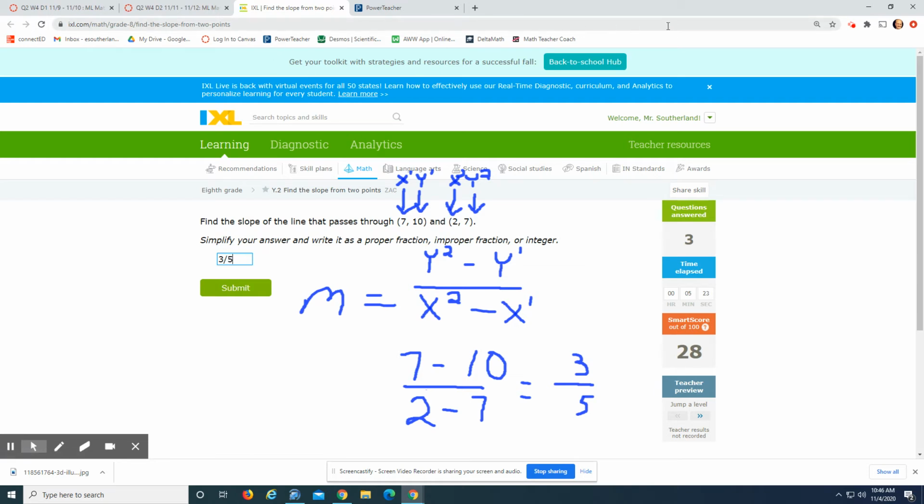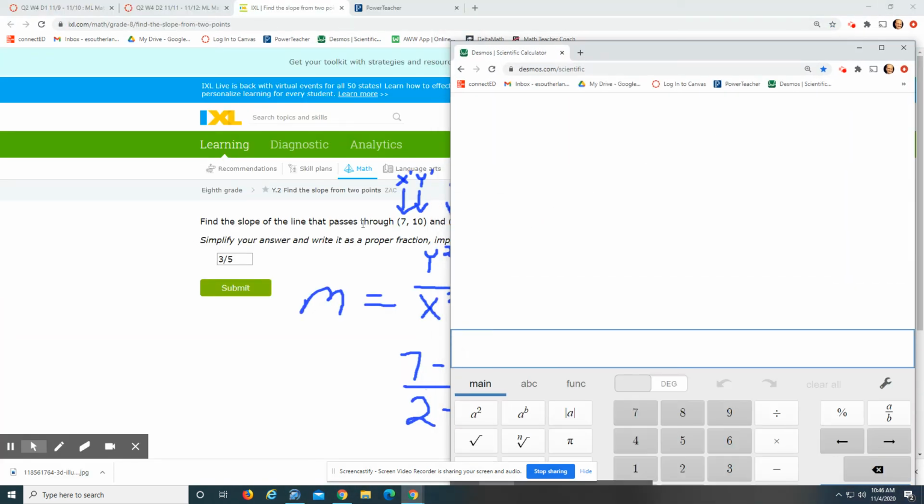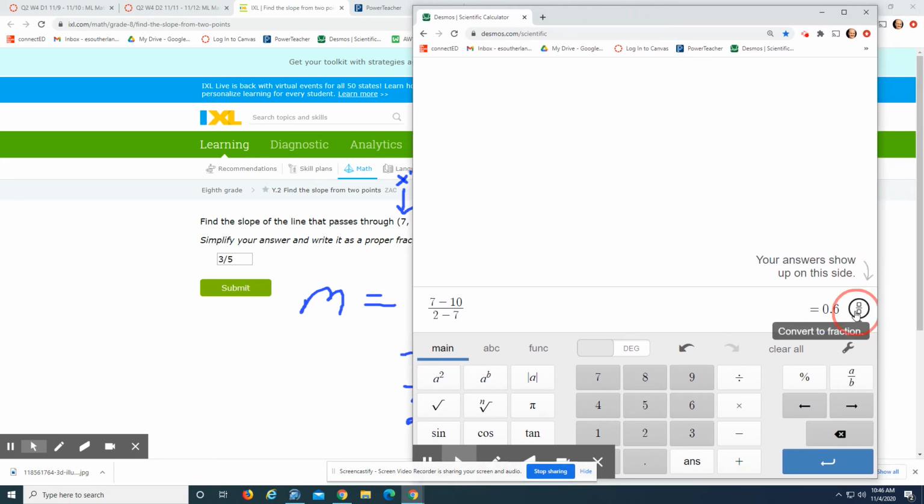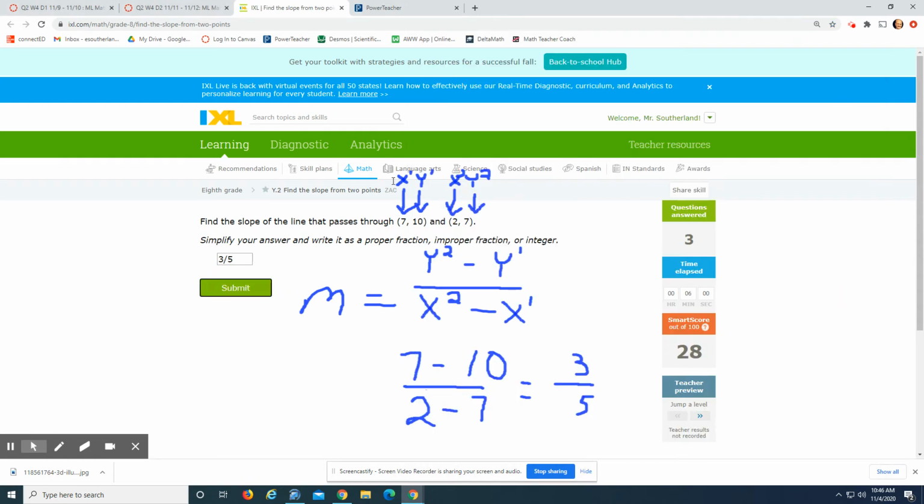And another way that you could do this is you could open up the Desmos Scientific Calculator, and because I want to do this the same way, you're going to hit the division symbol, and then you're going to do y2 first. So 7 minus 10, and then you're going to click on the bottom, and you're going to do x2, which is 2, minus 7. Then you click on the fraction bar, and it's going to tell you 3 out of 5, and you'll see that it's the same thing. You could keep that fraction up there, and for the next problem, you could do it just on the calculator. You don't have to do this by hand every single time. We could just use the calculator to do that.